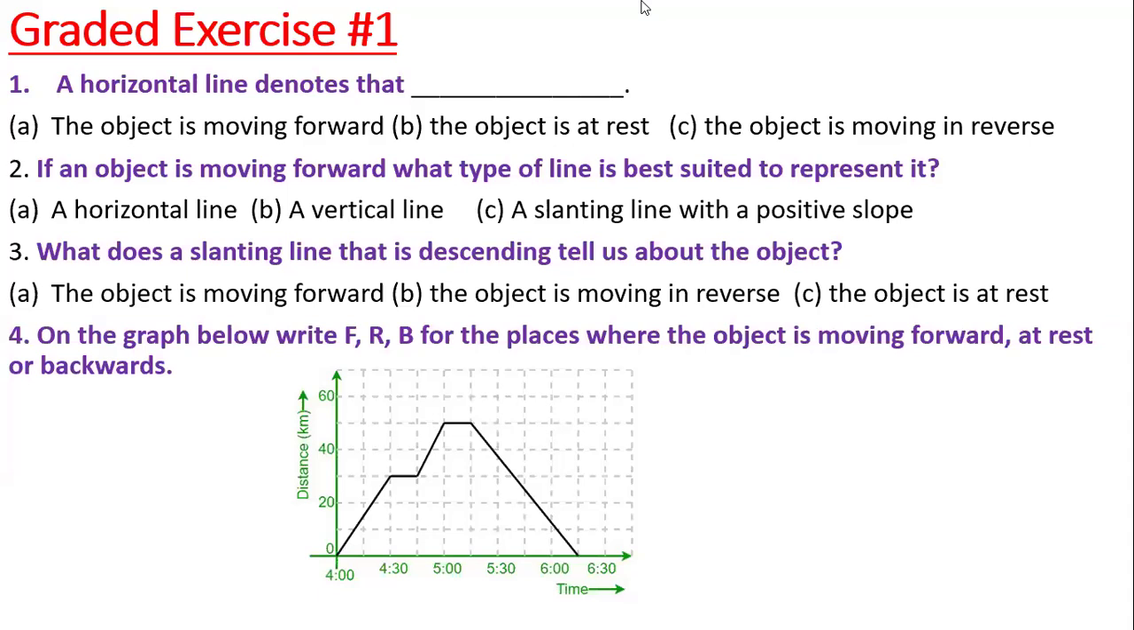Alex Xavier, what number you on? I am number 4. Good. Okay, so for number 4, what you have to do is you have to write F, R, or B. You're gonna write F for forward. You're gonna write R for resting. You're gonna write B for backward. Okay.